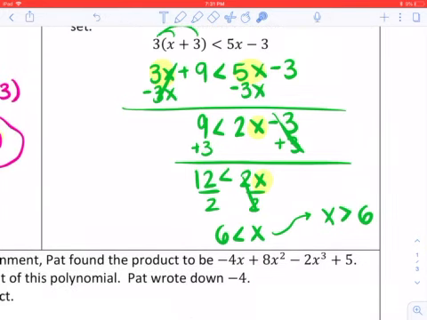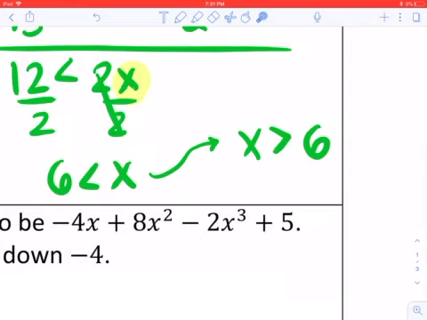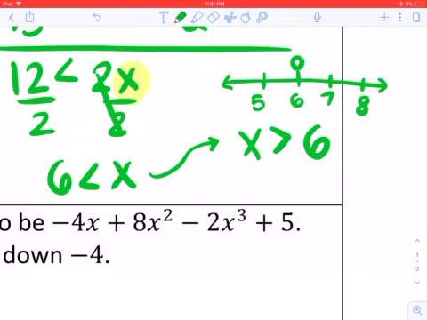So if I'm telling you x is greater than 6, that means all of the answers have to be bigger than 6. So if I drew a quick number line, we put 6 on there, 7 and 8, and then 5. All of your answers are greater than 6. So they're all of these numbers over here. But it's not greater than or equal to 6. So 6 can't be the answer. So the smallest integer that is greater than 6 is 7.